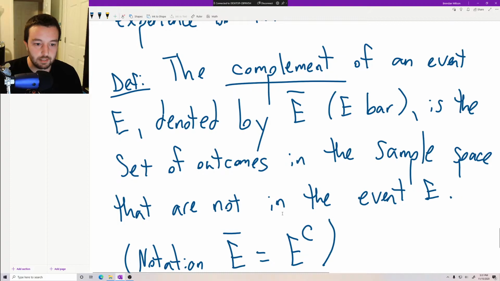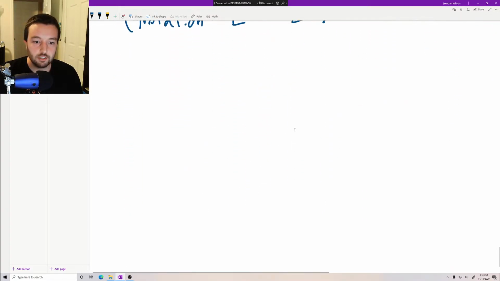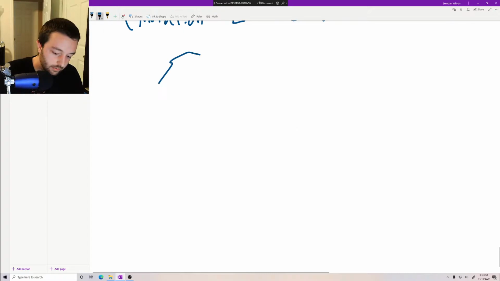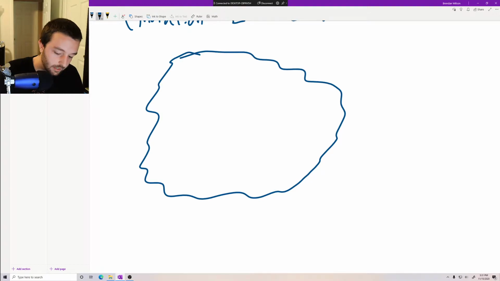So what does it mean by this? It is the set of outcomes in the sample space that are not in the event E. Let's try to visualize this geometrically. Let's say this big space is S. That's the sample space.